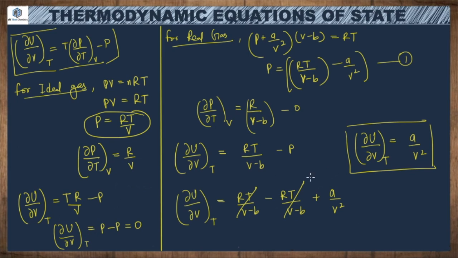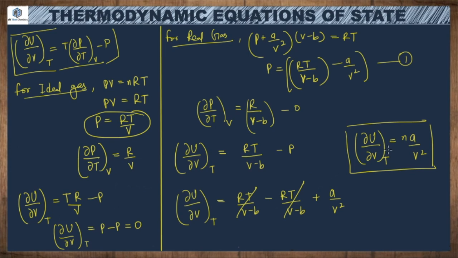Fine. Or you can also say that it's pi, right? It's pi at constant T, or pi value. For n moles of gas, you just have to multiply with n over here, so it will be na upon v square. That's the only thing which will change for n moles of gas. So this was the application part of your first thermodynamic equation of state.